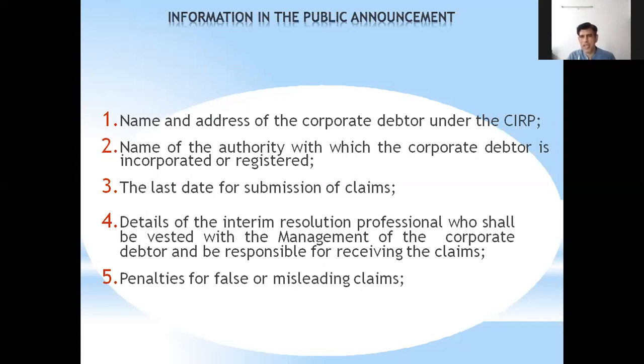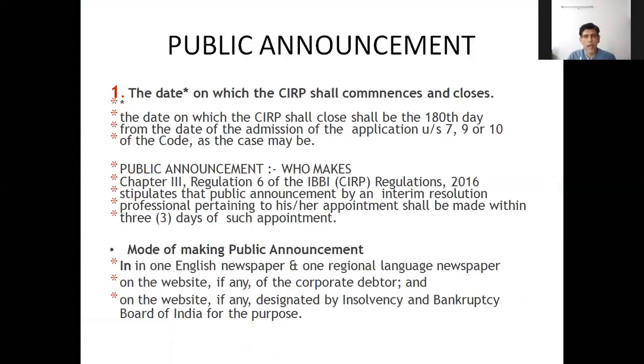So this is basically the important content of the Form A, which is nothing but a public announcement, which is made in the paper form. And that has to be done within 3 days from the appointment of the IRP. It will also mention the date on which the CIRP will commence, along with the date on which it will close, that is the 180 days. I think it has to follow all the guidelines as per Regulation 6 of the IBBI CIRP Regulations.